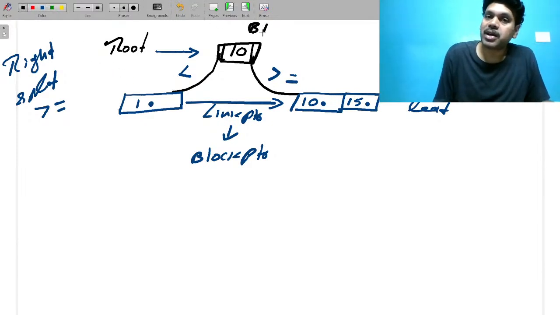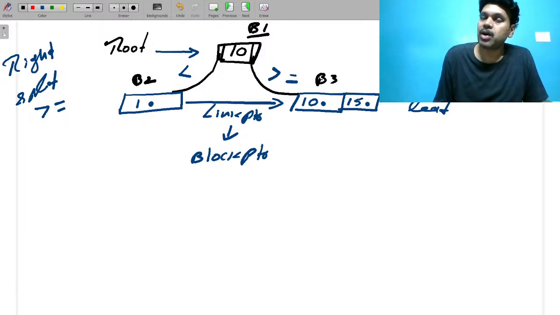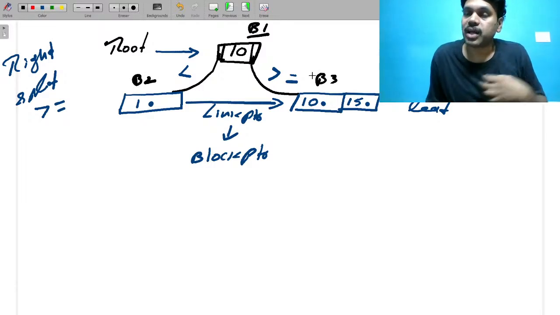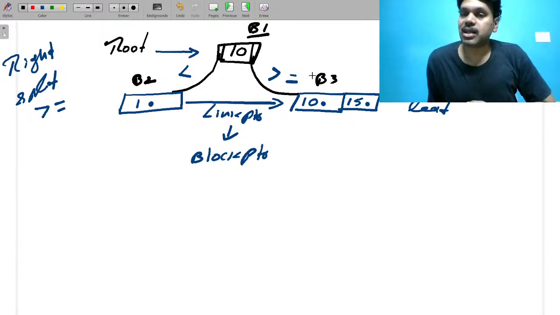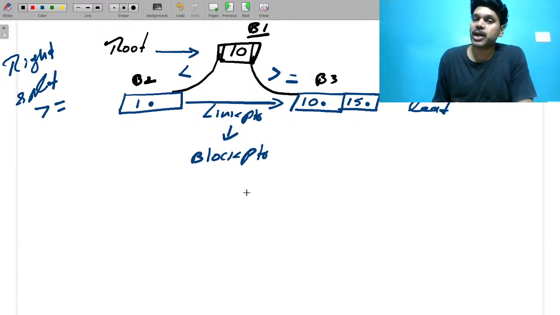Let me number them now. This is your block number 1 and this is your block 2. This is your block 3. We want to show that block 2 and block 3 are the leaves of your block 1. Therefore, there is a requirement of a block pointer.